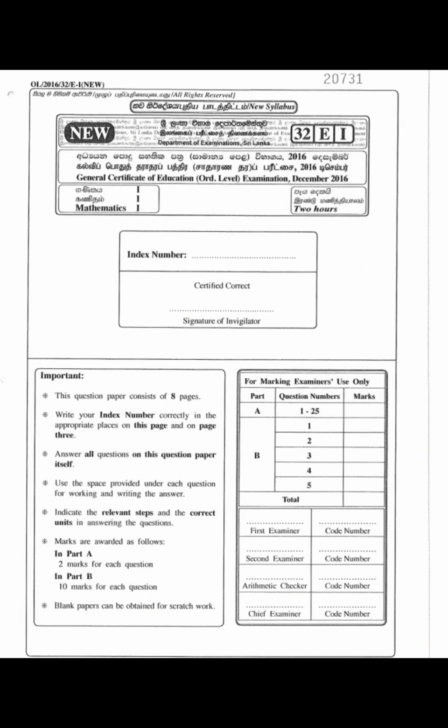Today we are going to discuss the 2016 December O-Level Mathematics Paper 1 Part A. Question number 1. Duty of 6% has to be paid when an item worth 800 rupees is imported. Find the duty.